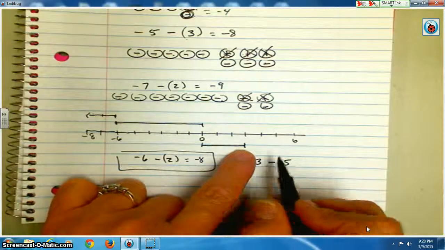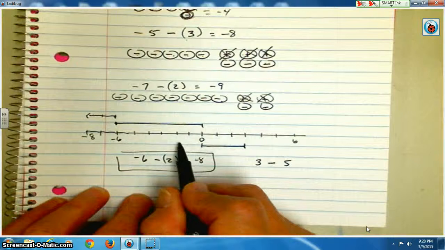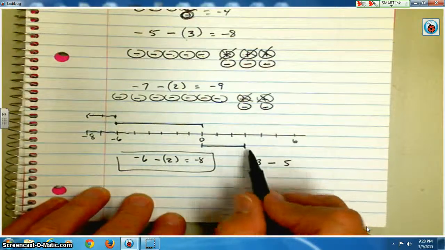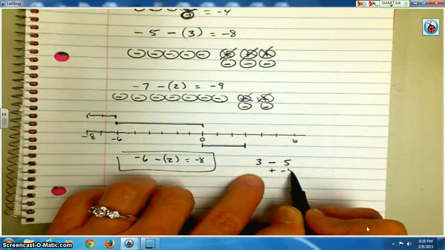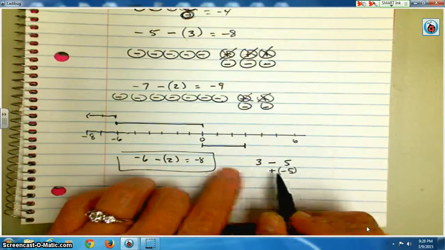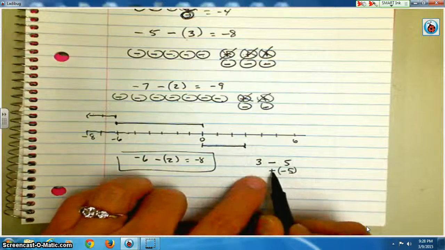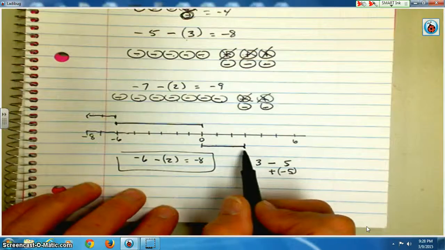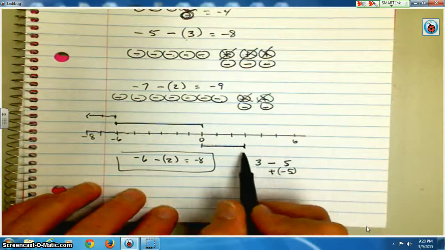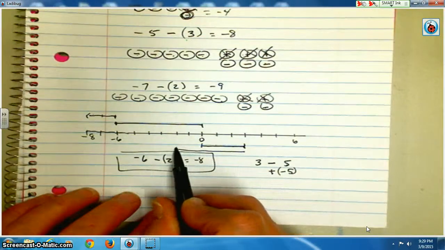So instead of going backwards, we would be adding, we'd go negative 5. We're going to do the opposite. It's like we're going to add the opposite of 5, we're going to add a negative 5. So we went 3, 1, 2, 3, and then we're going to go the opposite of subtracting. We're going to add the opposite of 5, which is a negative 5. So now, instead of going to the right, we're going to go to the left 5 places. 1, 2, 3, 4, 5.